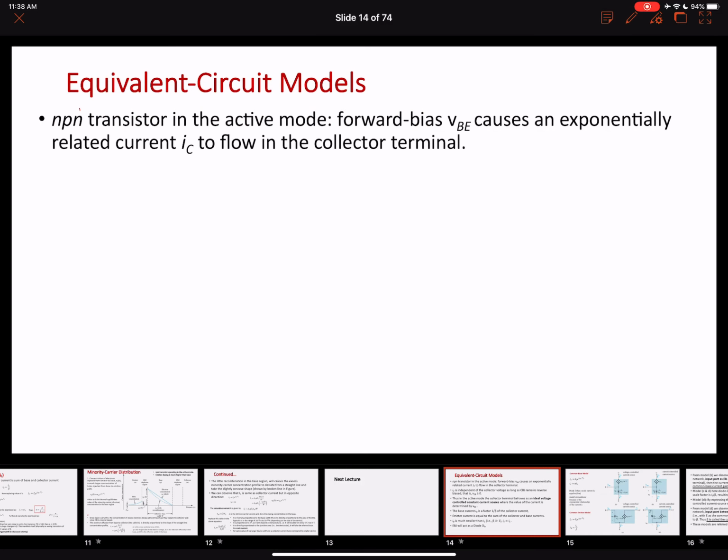When we operate an NPN transistor in the active mode, we forward bias the emitter to base junction. This forward biasing voltage will exponentially increase the current IC, because our current IC is proportional to IS times e to the VBE over VT. So we can see that our collector current can be controlled by the biasing voltage, so we can operate this as a constant current voltage control source.